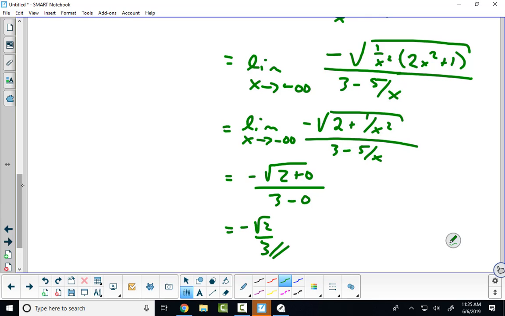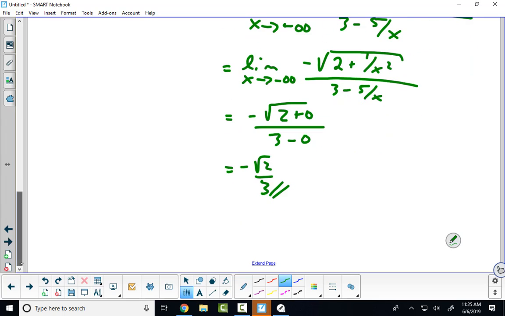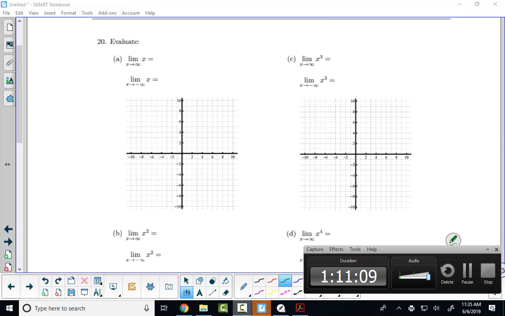Folks, these will not always just be opposite of signs from one another. I just didn't give you too hard of a problem to start off with. Okay? Usually there's more happening in these. Okay?